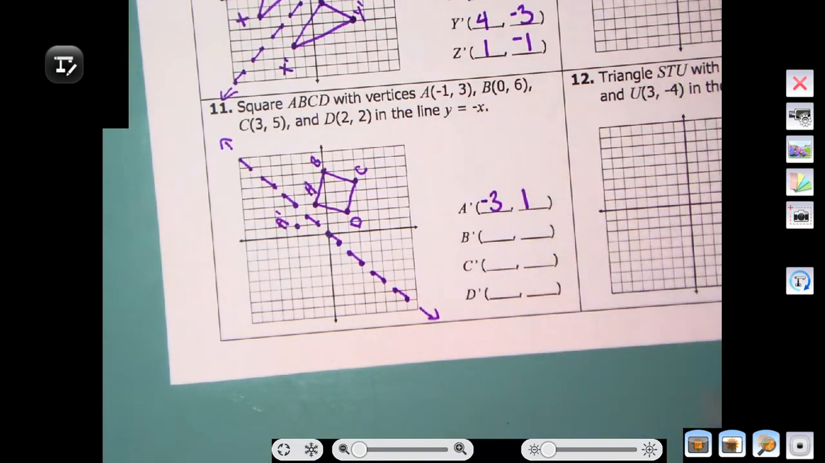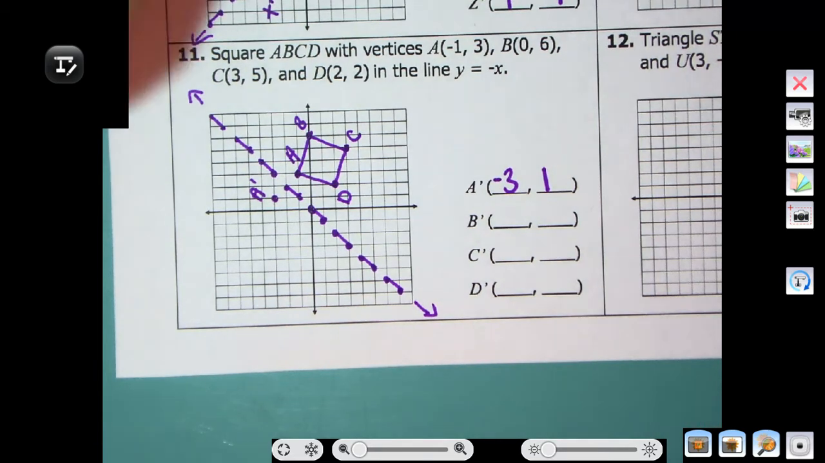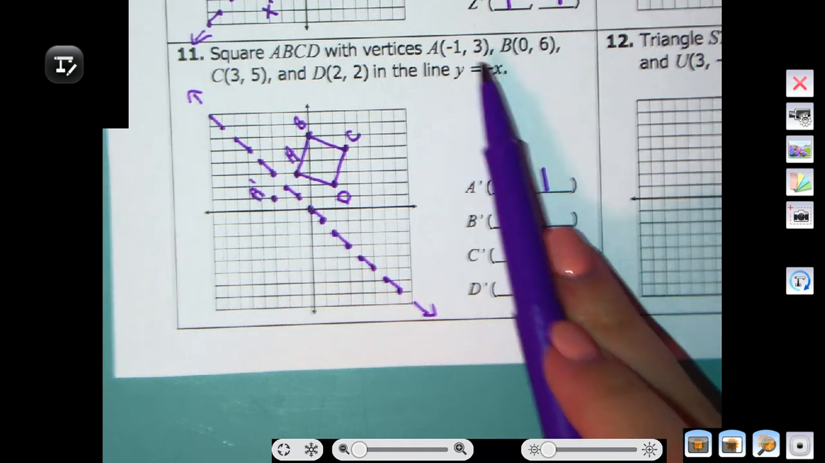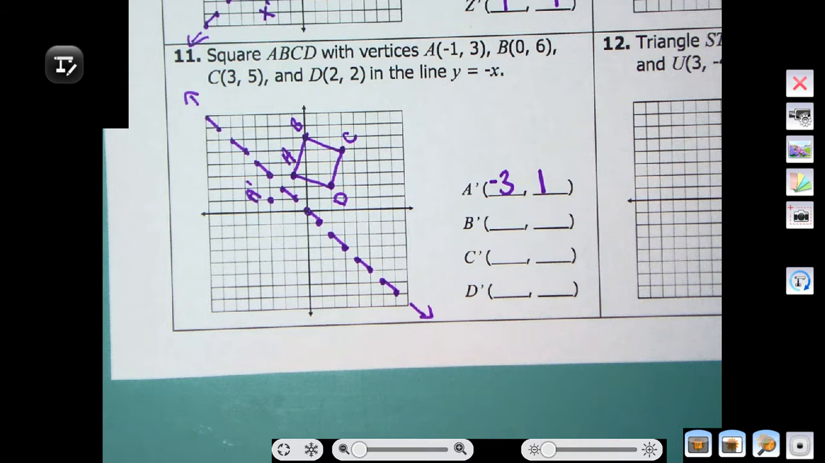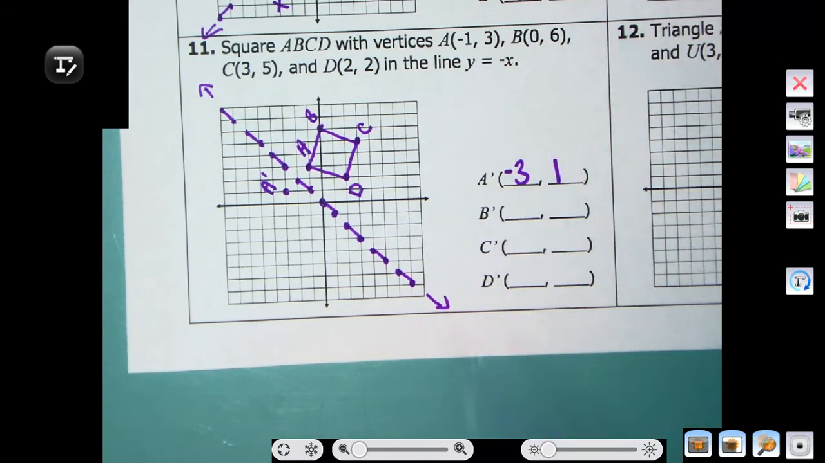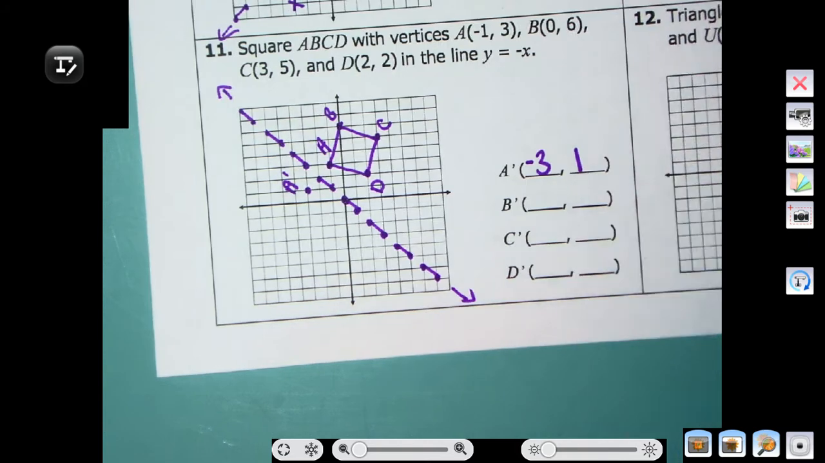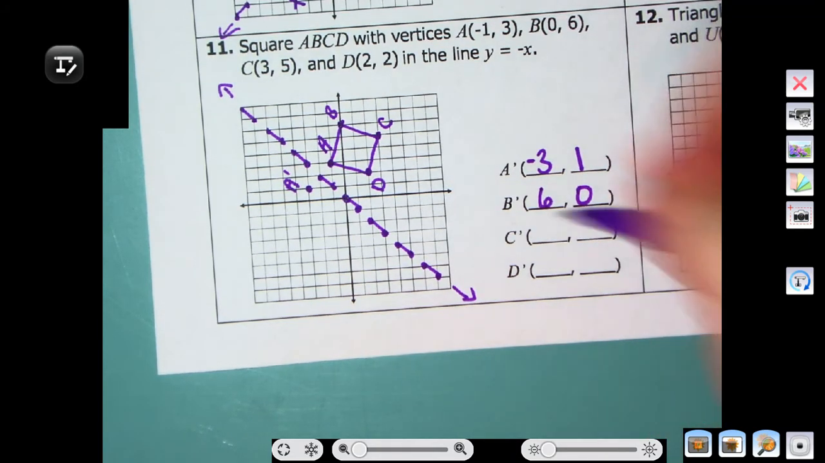So what do we notice? We flipped again. However, we also flipped signs. So the 3 became negative, and the 1 became positive. So we went opposite signs. So let's try again with B. So B is going to be even harder for me to try to plot that reflection. So let's see if we can try the rule. So let's see if I flip 0 and 6, that's going to become 6, 0, but then it's going to become negative.